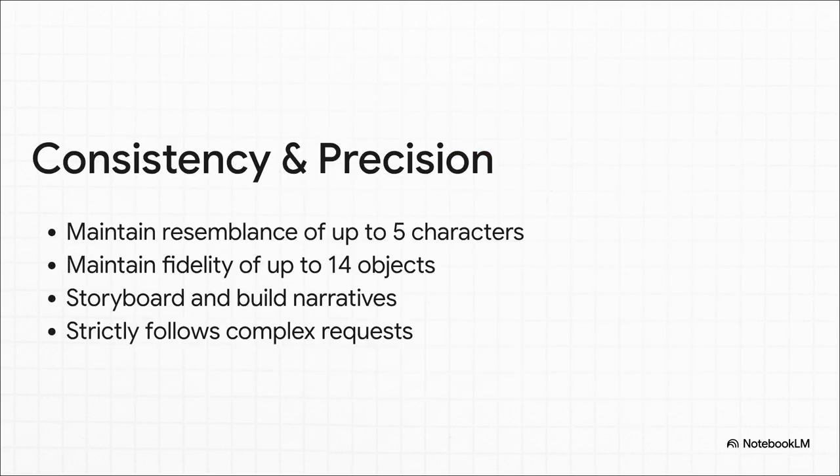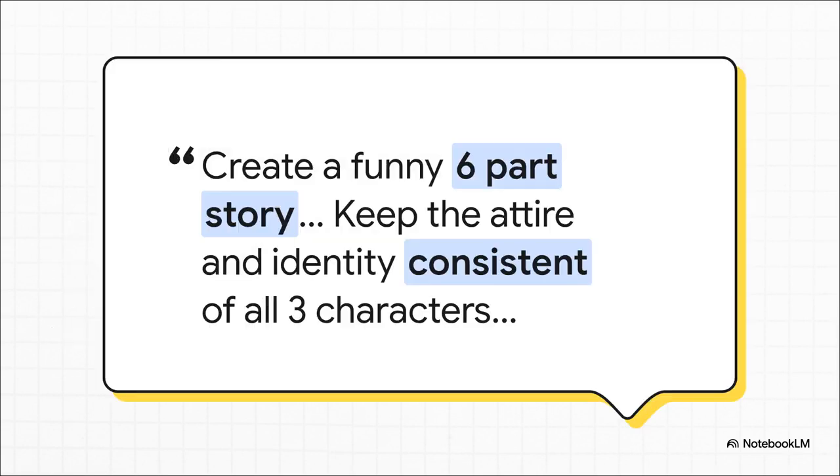Okay, here's another huge upgrade. Consistency. The model can now keep up to 5 different characters looking the same across a bunch of images, and it can track up to 14 objects. Now, if you've ever tried to build a story or a storyboard, you know this is a total game changer. Plus, it just follows your complicated instructions with way more precision. I mean, a prompt like this would have been a complete disaster a year ago. A 6-part story and keeping 3 different characters looking consistent? No way. But that's exactly what this new precision gets you, the power to tell real, coherent stories across multiple images.